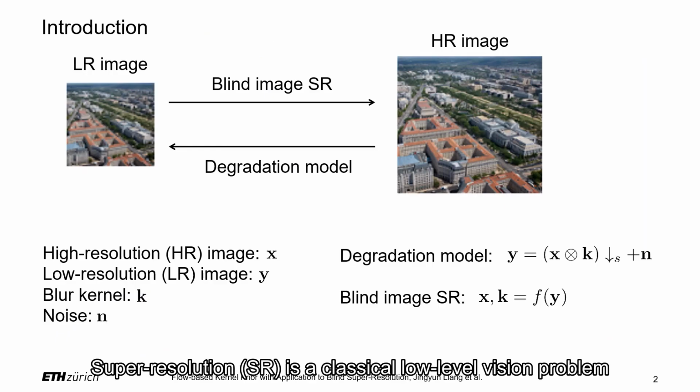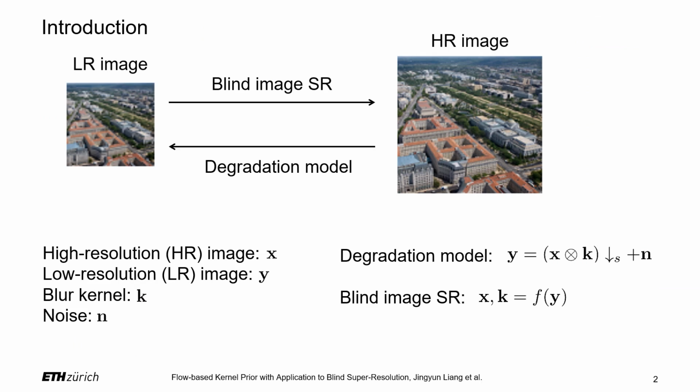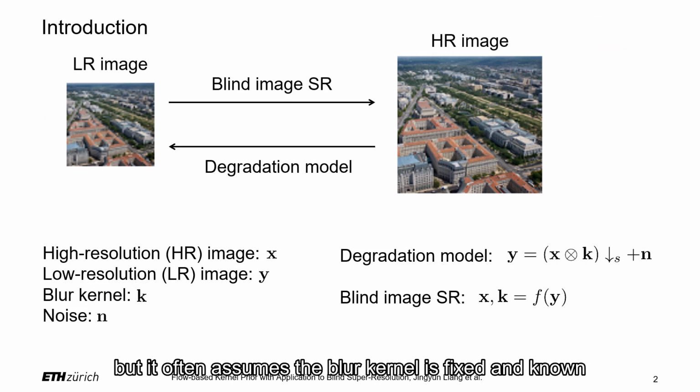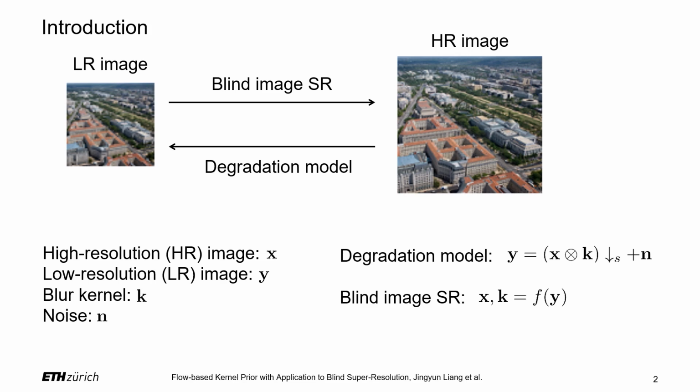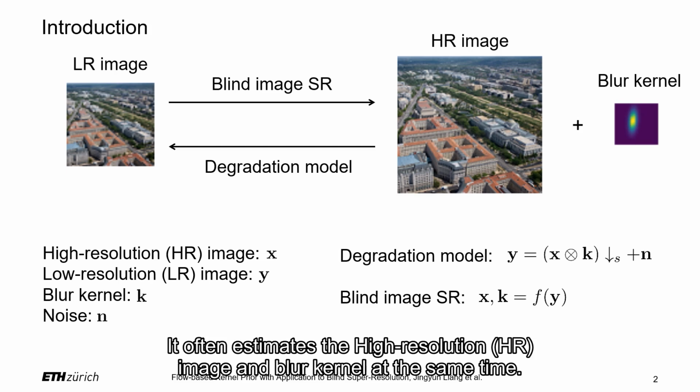Super resolution is a classical low-level vision problem which aims to reconstruct a high-resolution image from a low-resolution image, but it often assumes the blur kernel is fixed and known. As a generalized case, blind image SR tries to deal with unknown blur kernels. It often estimates the high-resolution image and the blur kernel at the same time.